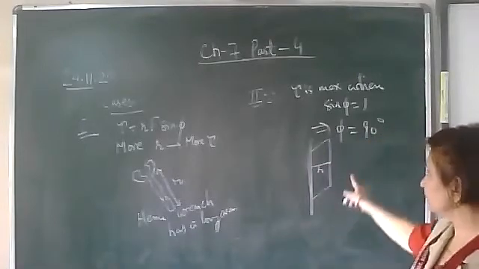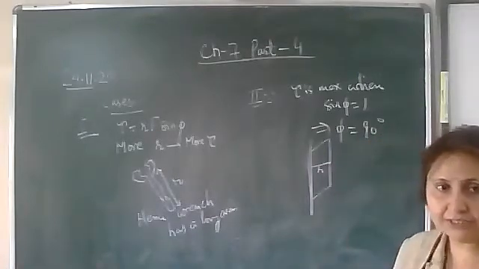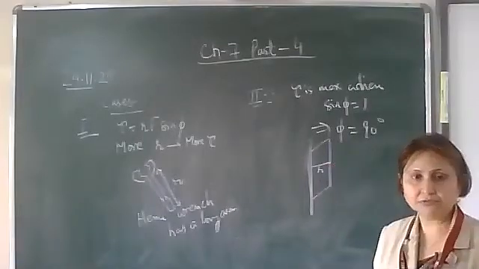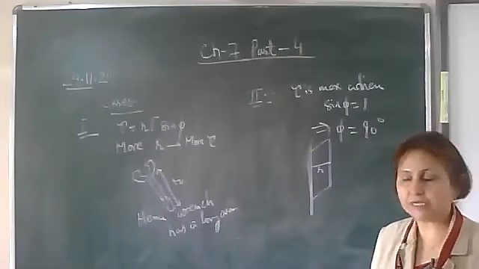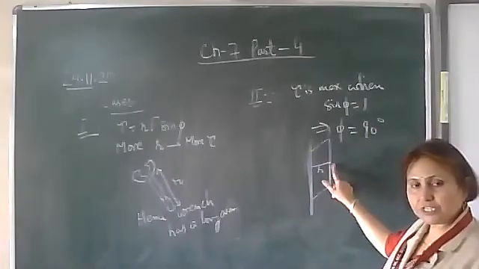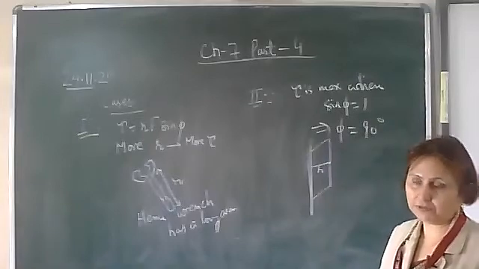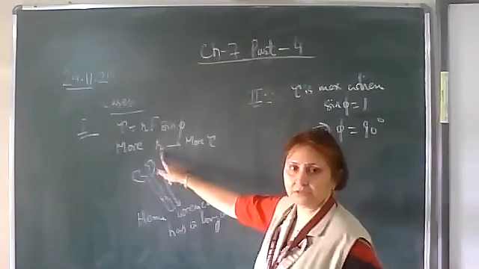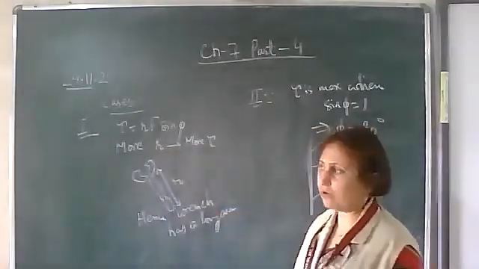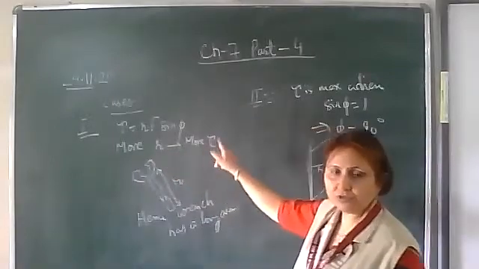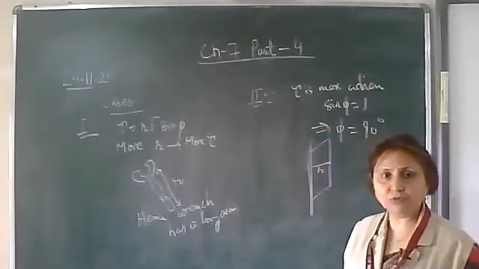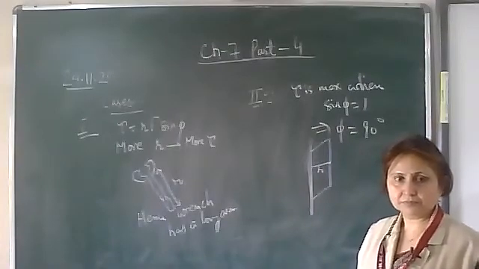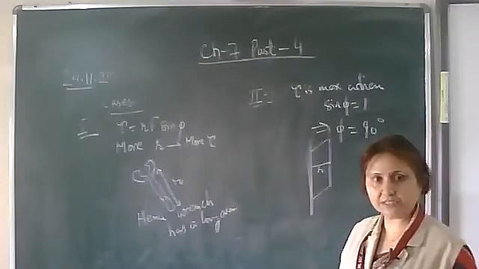Okay, so write down R and F perpendicular that you have written. Now write down: while opening or shutting the door, the force is applied at the edge of the door so that R is more and hence tau will be more.